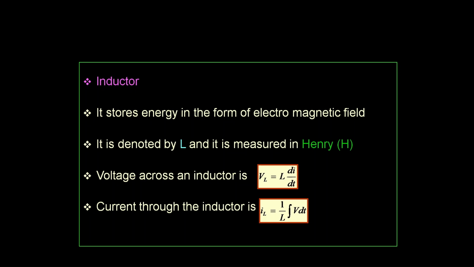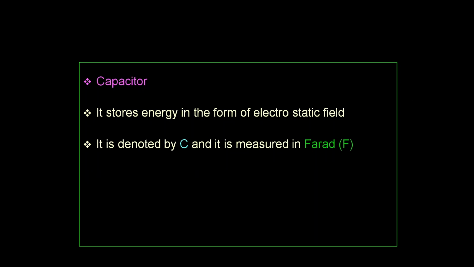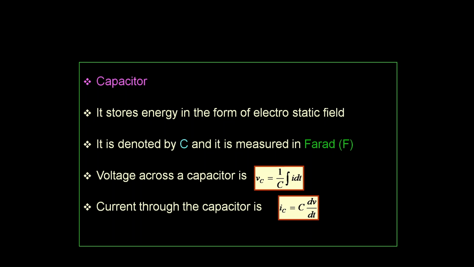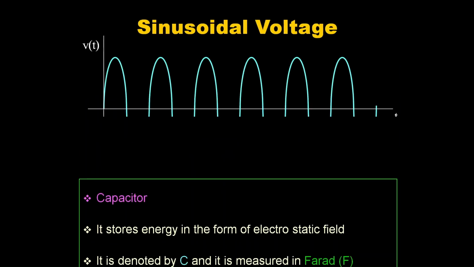If you study the inductor voltage and current formula, the capacitor voltage and current formula is just the opposite. The voltage of the capacitor will be similar to the current of the inductor. So I'll show you now. A capacitor stores energy in the form of an electrostatic field, as I said, and it's denoted by C and measured in farad. Voltage across a capacitor is 1 by C into the integral of I dt. It's similar to the current across the inductor. And the current through a capacitor will be C into dV by dt. I hope this is clear.